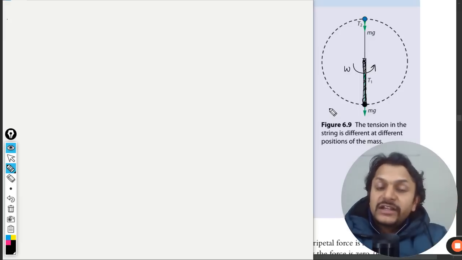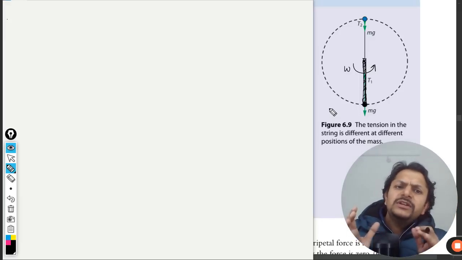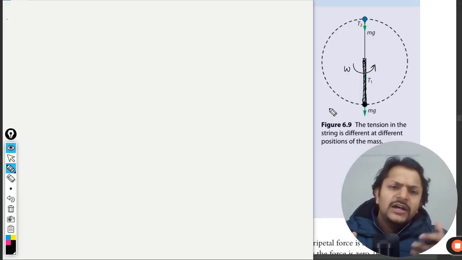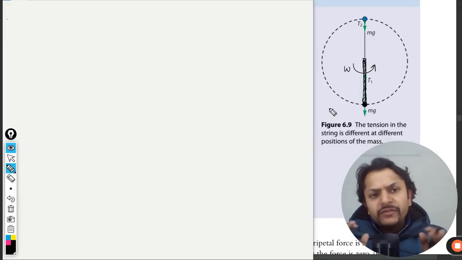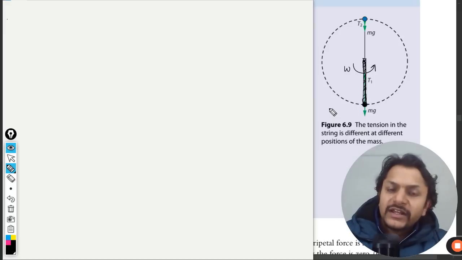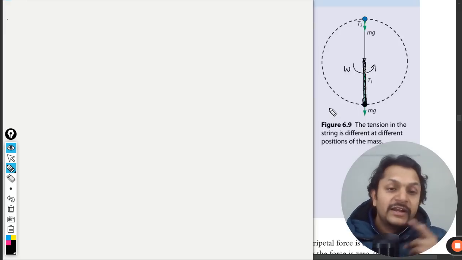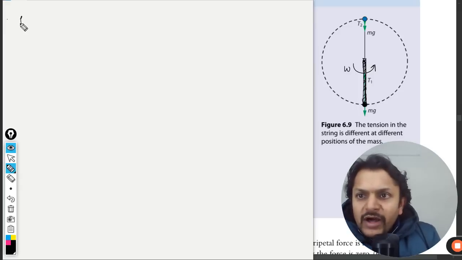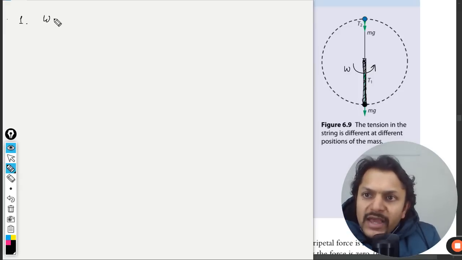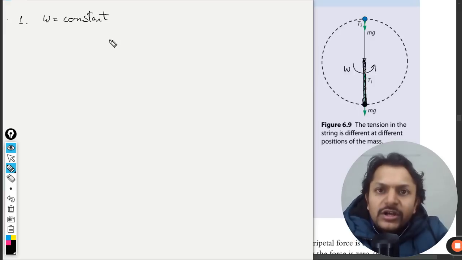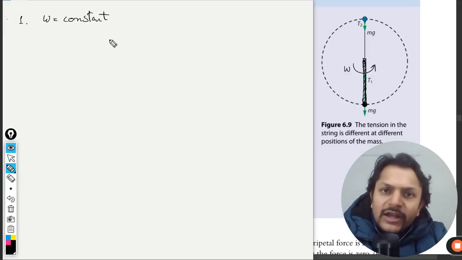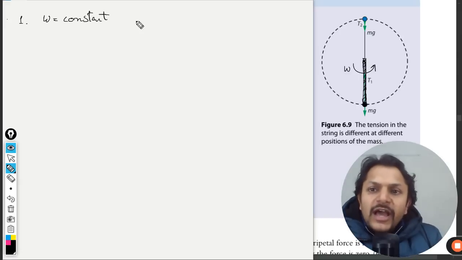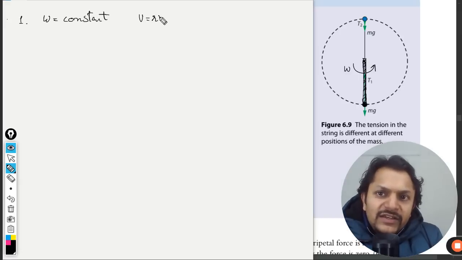So this is a vertical circle, but it will be a different kind of phenomenon. Equations will be different, formulas will be different. We can say that yes, it is a vertical circle, but still the formulas are not valid. Why? Point number one in these kinds of questions: omega is constant because omega is determined by the motor. The motor is running at a certain particular angular frequency or angular velocity. Accordingly, we can say v is equal to r omega.